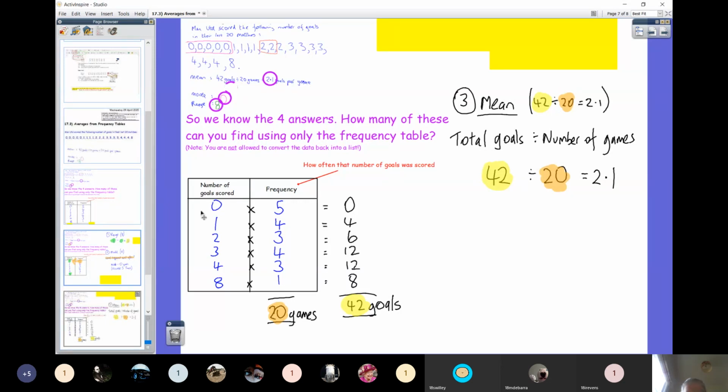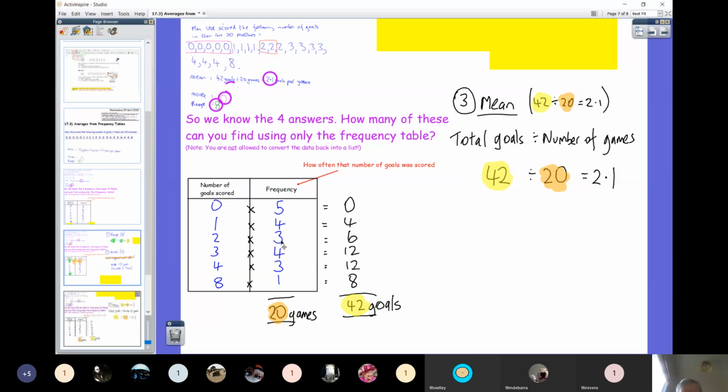We're saying on 5 occasions, no goals were scored. So how many goals is that? Well, that's 5 lots of nothing, which is nothing. So we just cross multiply: 5 times nothing to get nothing. Now, the second row of our frequency table tells us that on 4 occasions, 1 goal was scored. So how many goals is that in total? That's 4 lots of 1, 4 times 1, which is 4. So there's 4 goals scored. Now, our third row, what's that telling us? On 3 occasions, 2 goals were scored. 3 lots of 2 goals is 6 goals, and so on.